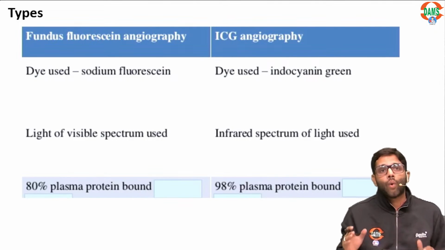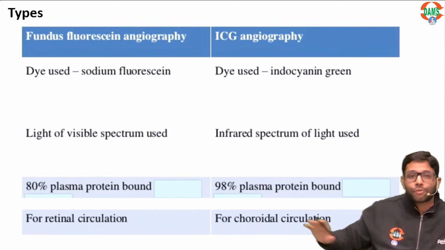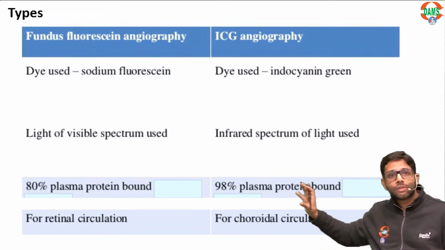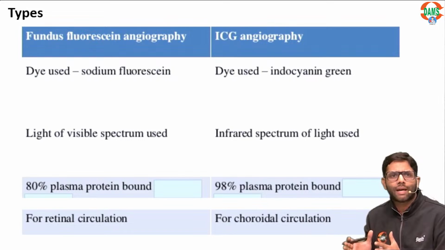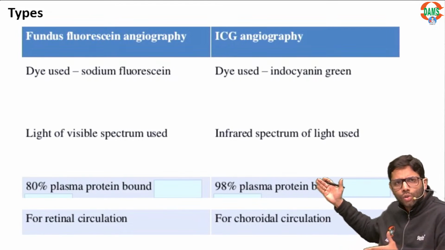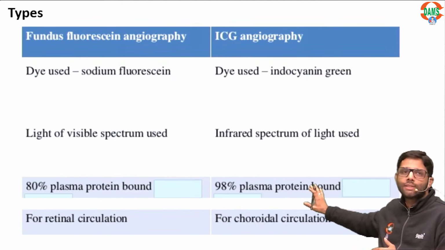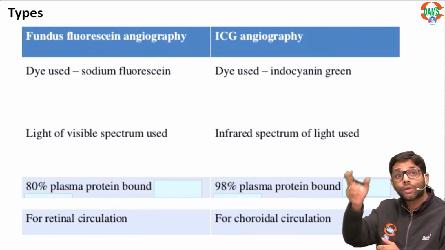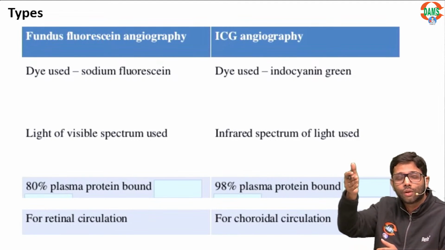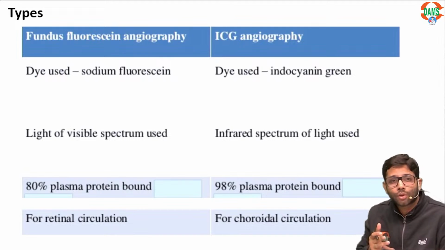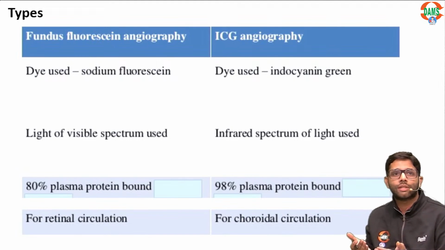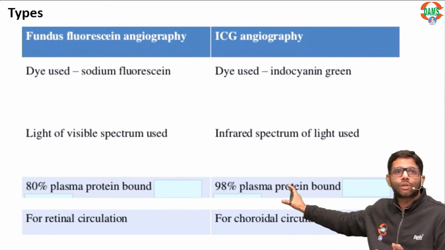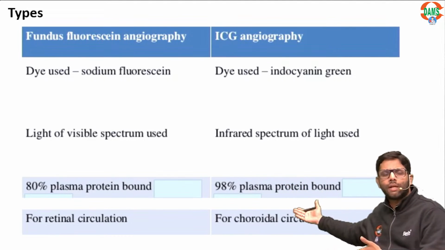Now, why is ICG better for choroidal circulation? Because it is more bound to plasma proteins. It cannot cross the barrier. So if you want to know the choroidal pathologies, this ICG is better. A question came now, I'll tell you. Occult choroidal pathologies. Occult, you know, chupi hui, hidden. For hidden choroidal pathologies, which one is better? ICG angiography, because it will not cross the blood retinal barrier.